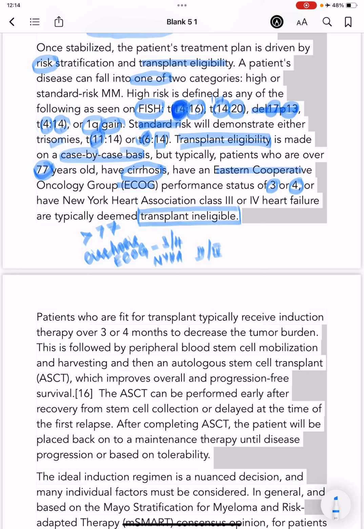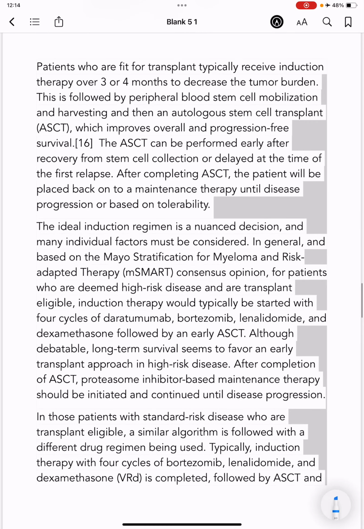So who are the patients who are transplant ineligible? Greater than 77 years, patients having cirrhosis, patients having ECOG performance status of 3 or 4, or NYHA class 3 or 4 heart failure. So these patients are transplant ineligible.